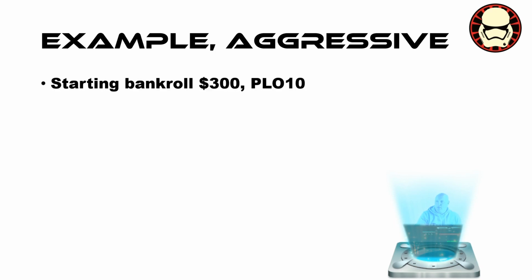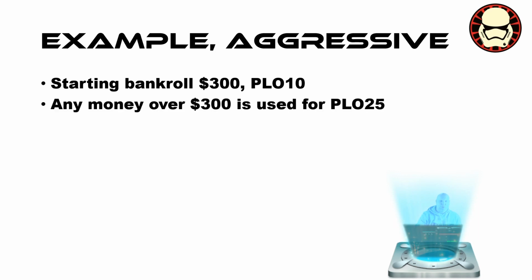So here's an example. We deposit 300, that's 30 buy-ins for PLO 10. And we start to grind PLO 10, happily. If we win, then any money that is over 300 will be used to take shots for PLO 25. So let's say after the session we have $350 on our bankroll. Then that $50, which is what's over 300, is used to take a shot at PLO 25. So we could open up two tables of PLO 25 and start to grind it. And as soon as the bankroll goes under 300, we close the tables, go back to PLO 10.